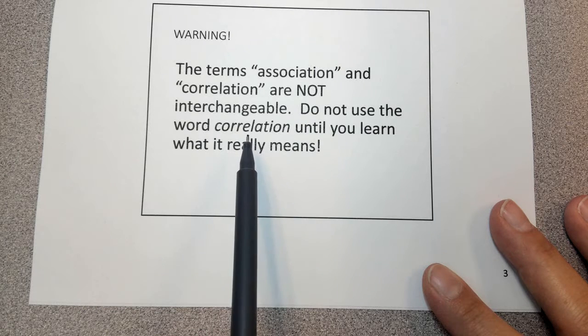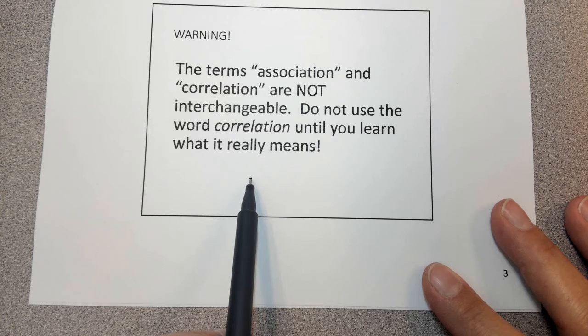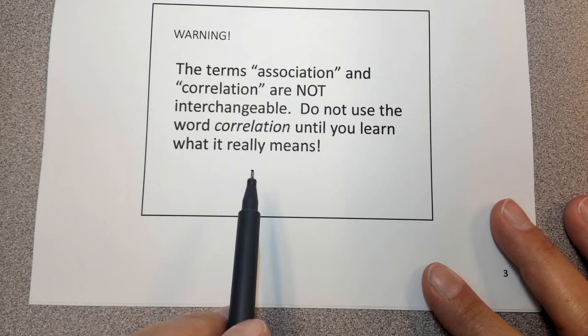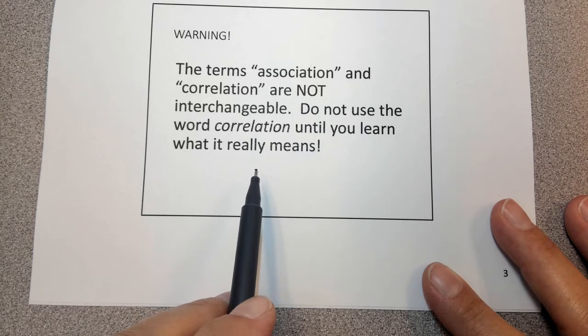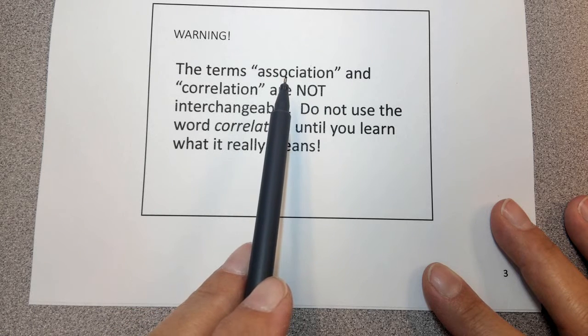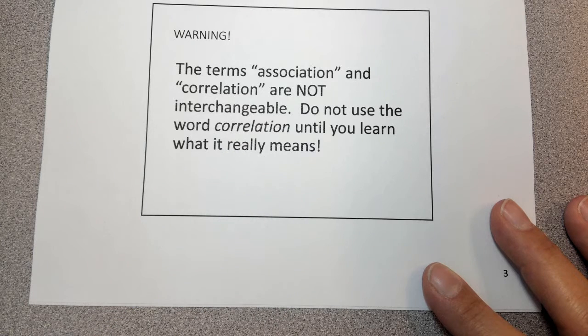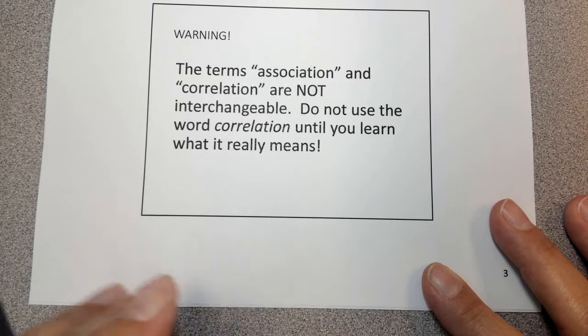You cannot use the word correlation lightly. So until you learn what it really means, and we'll talk about that tomorrow, don't write it on your paper. And once you learn what it means, only write it when it's appropriate. Association is a general, I see a pattern. Correlation is much more complicated. We'll come back to it later.